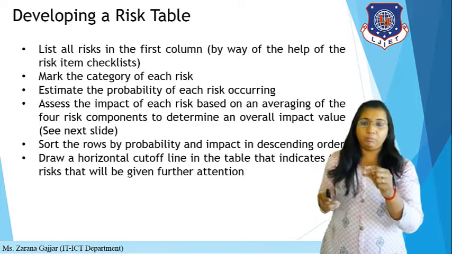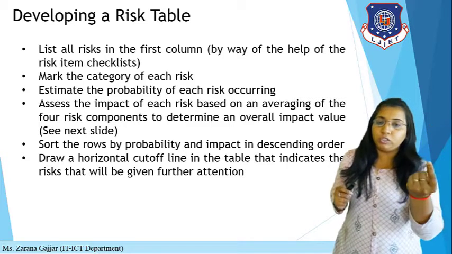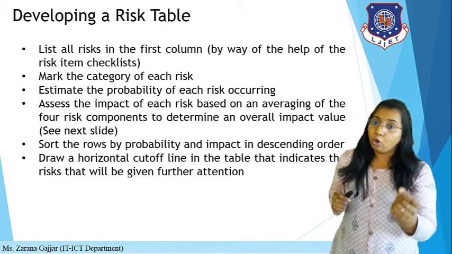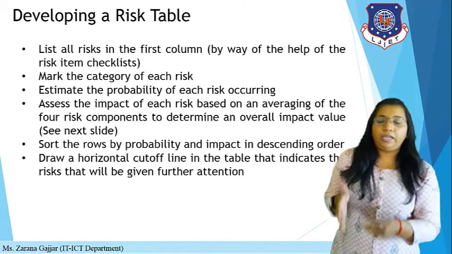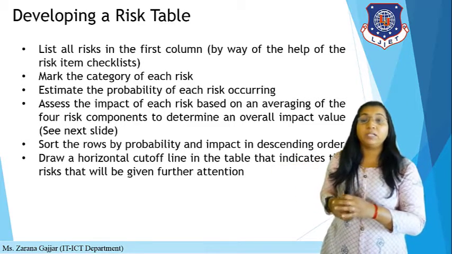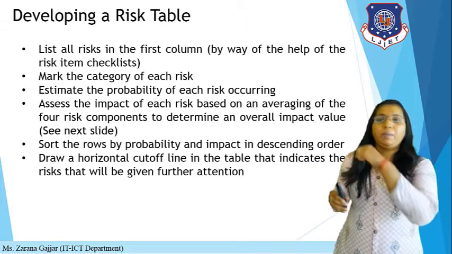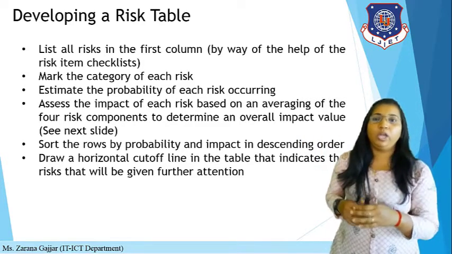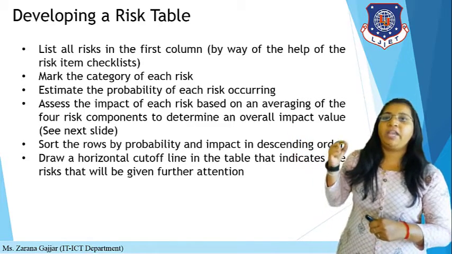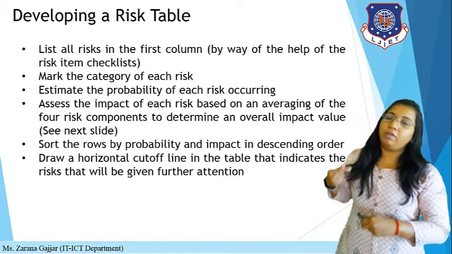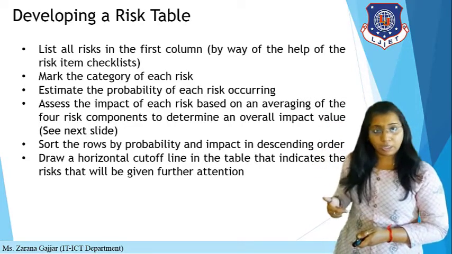So you have to mark something. Based on this mark, you can identify in future that this risk may occur, and you have to give particular attention to it. It is the same as marking something in your textbook. If it is an important topic, you mark it with a star or something. Similarly, you draw a horizontal cutoff line to identify that this particular risk will be given further attention. This is the way you can develop a risk table.